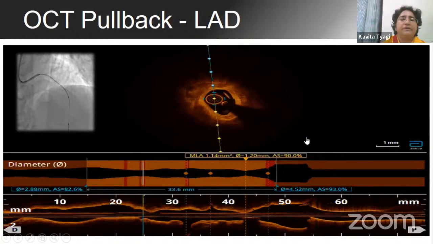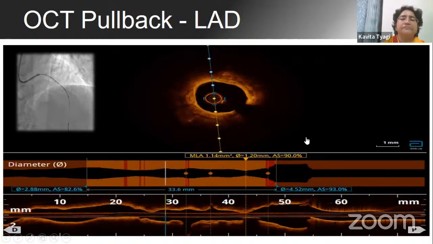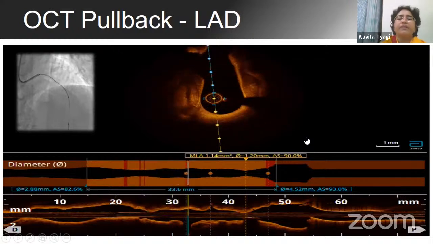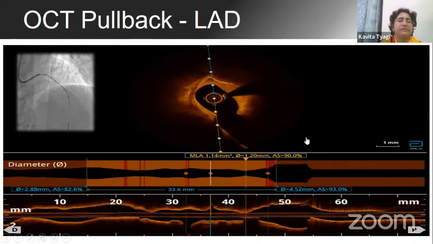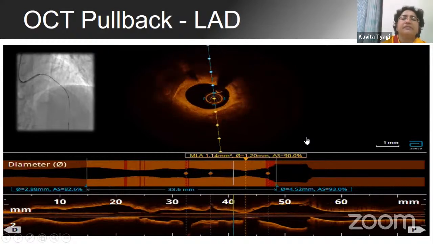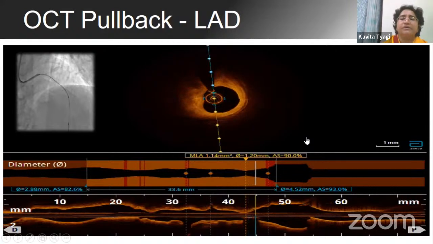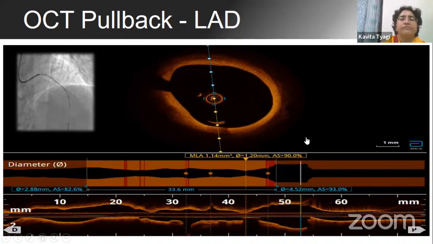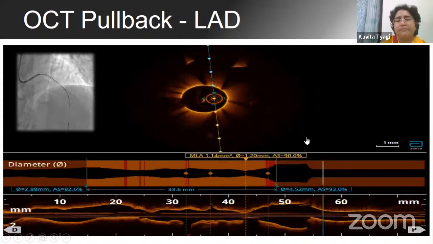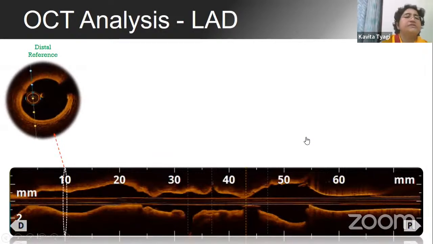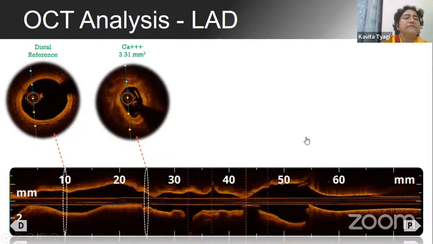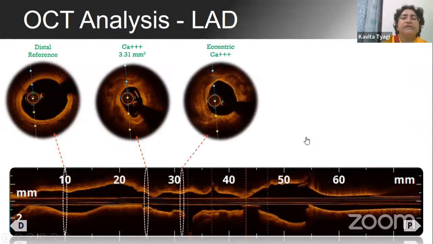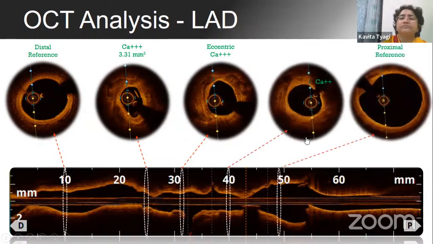So we can see a lot of fibrofatty plaque and a lot of chunky calcium. We know that this heavy chunk of calcium is not always amenable to the routine balloons we have with us. So if we see the OCT analysis of this LAD, this was the distal reference diameter. Then here you can see how much calcium. And we can see that it is eccentric calcium. And this was the proximal reference diameter. Next, please.